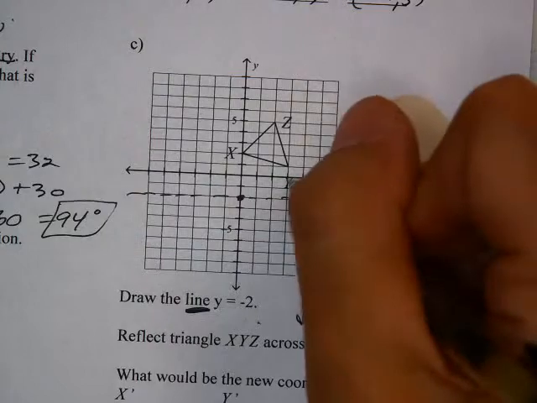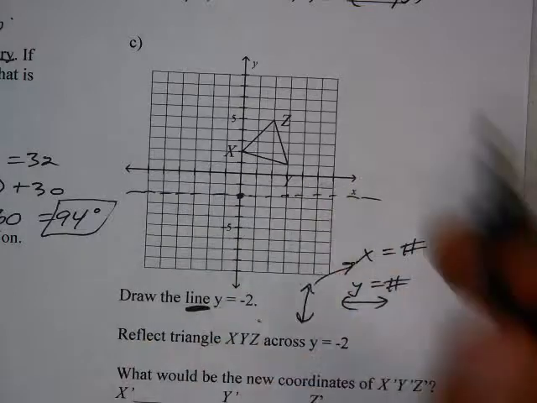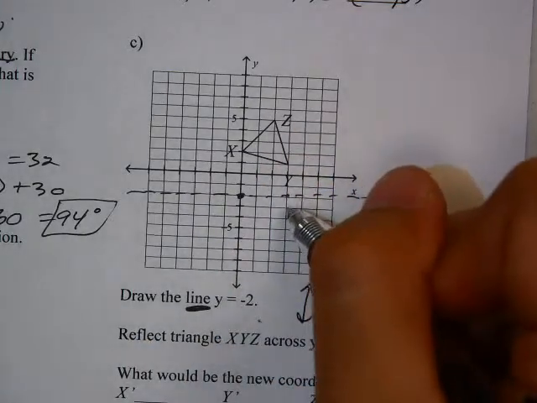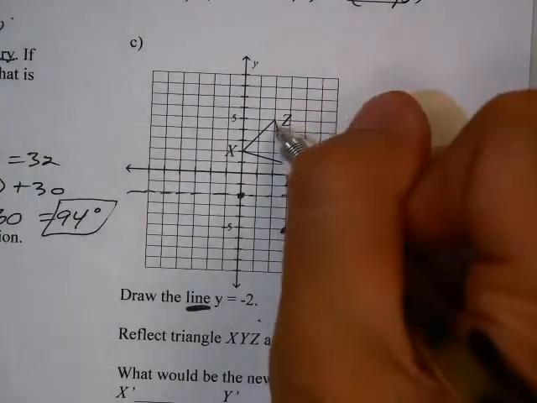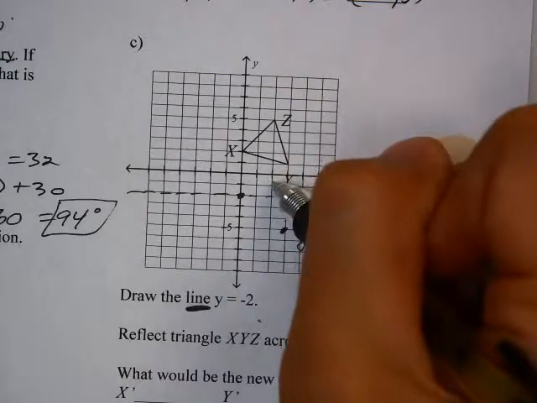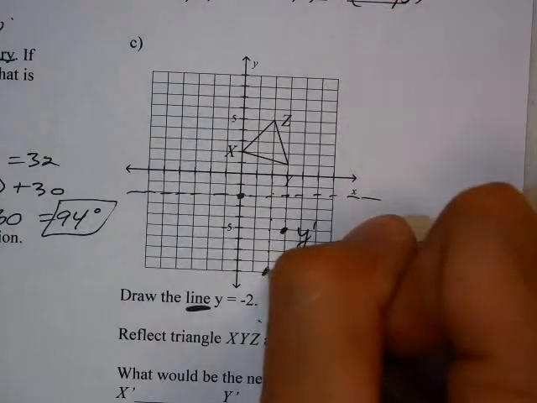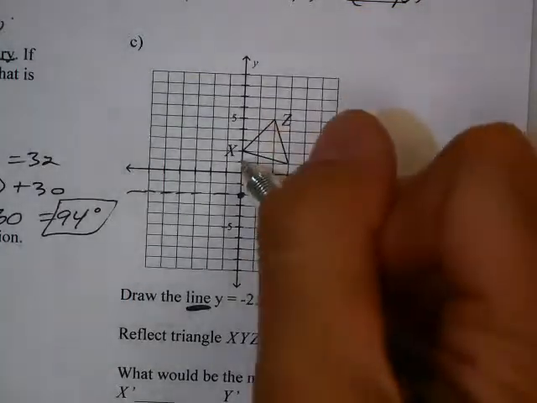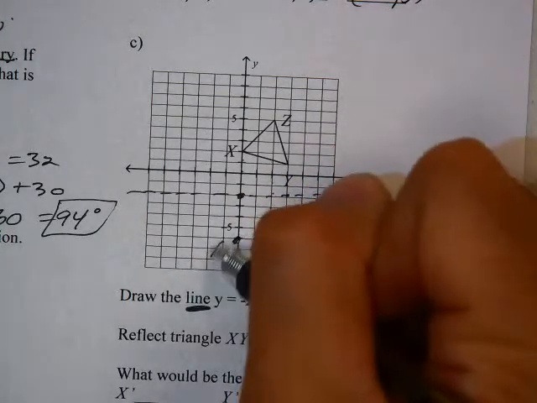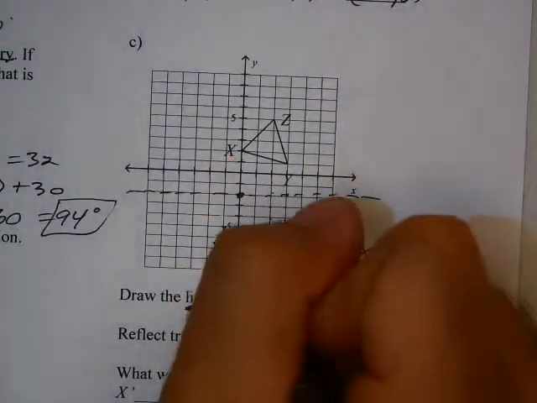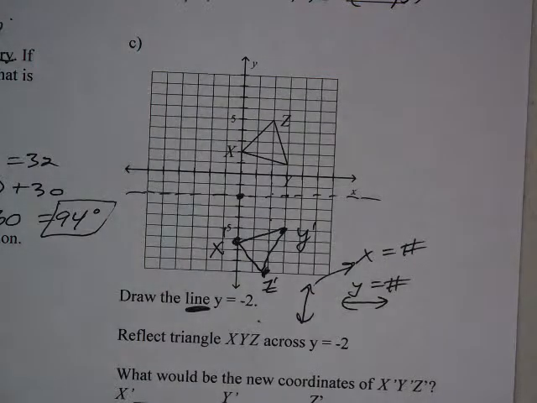So if I use the same method, Y is 1, 2, 3 away from the dashed line. Notice I'm going past the axis. 1, 2, 3, same distance. There's my Y prime. Z is 1, 2, 3, 4, 5, 6, 7 away. There's my new Z prime. X is 4 away. There's X prime. I connect those three. And then the last thing I need to do is write the coordinates for each point.